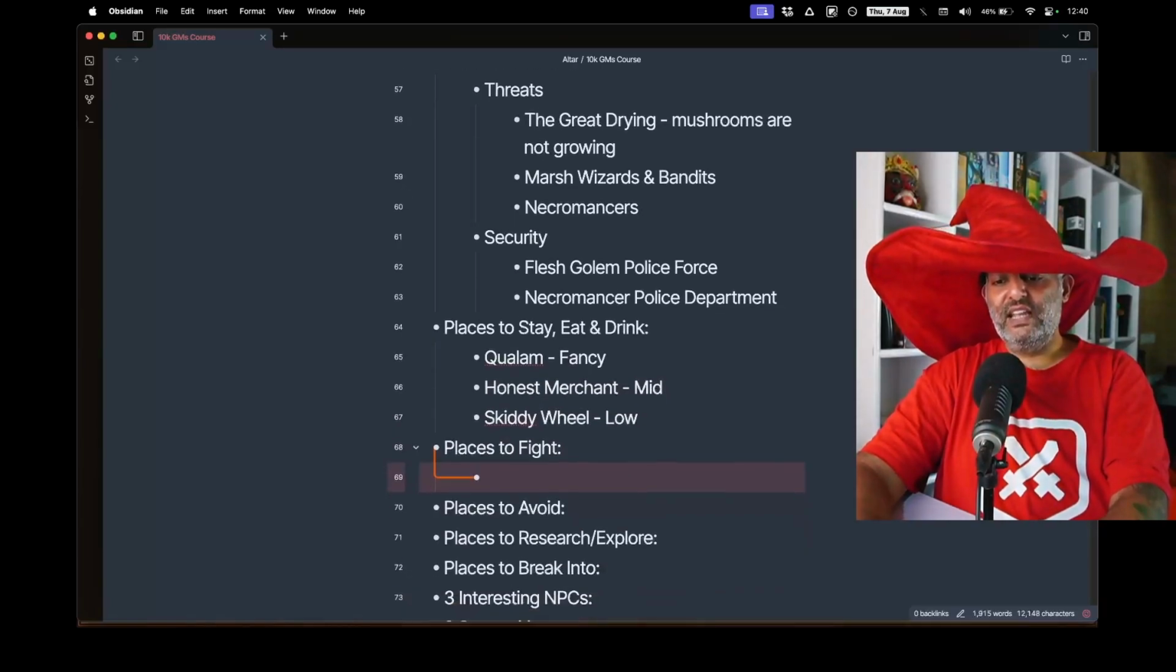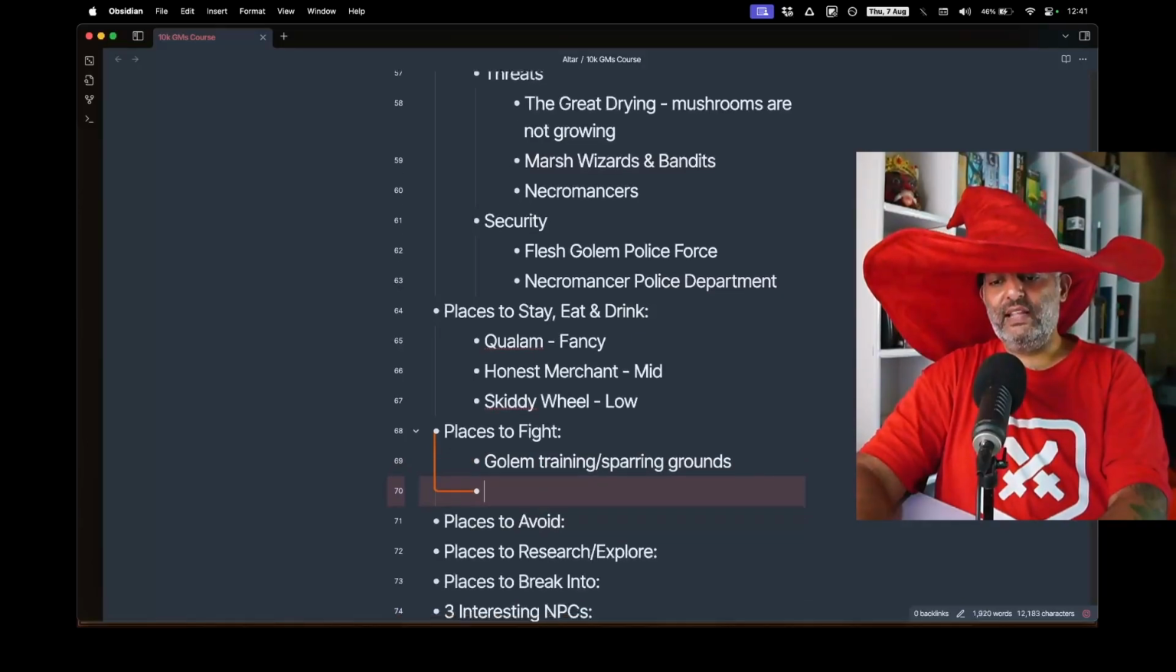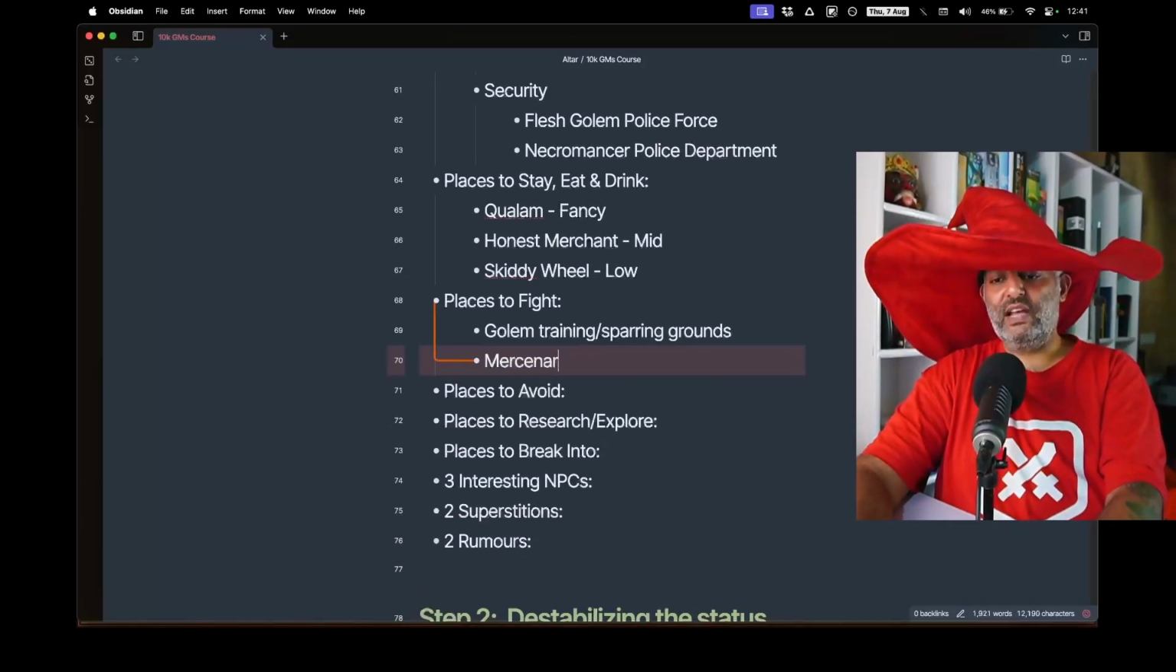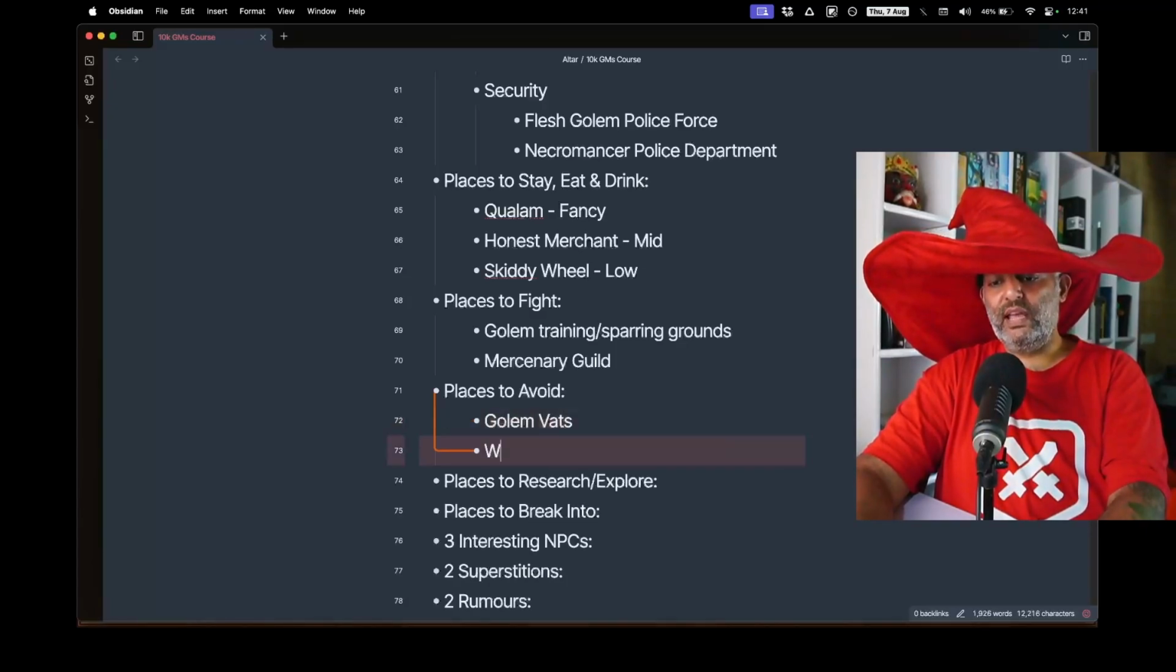Places to fight. They could have like the Golem training grounds where you can go and spar. So maybe training / sparring grounds. What if this was just called spar? Nah, I can't. Copyright and all that. All right, places to fight, that's there. And we definitely need to have like a mercenary guild. Okay. Places to avoid, vats. Vats is the first word that comes in. So we want the golem vats to be avoided, and the witches coven.